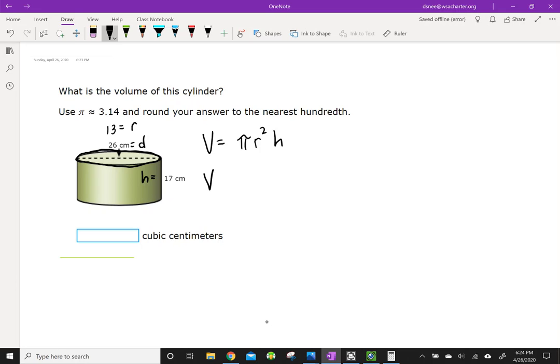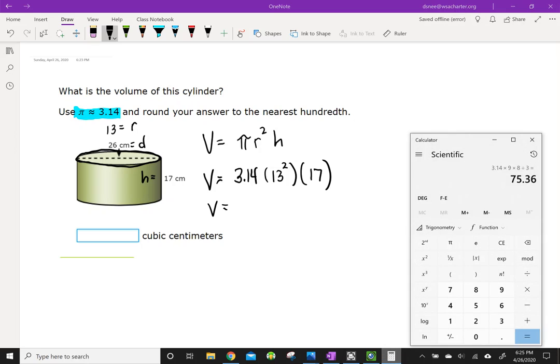So volume equals 3.14. It tells me to use 3.14 in place of pi, right up top there, right? Right up here it says use that in place of pi. And then r, we said, was 13, times 13 squared. The radius is half the diameter, and times the height, times 17. Okay, and I don't need to divide by 3. It's not a cone. Okay, so I'm going to grab my calculator.